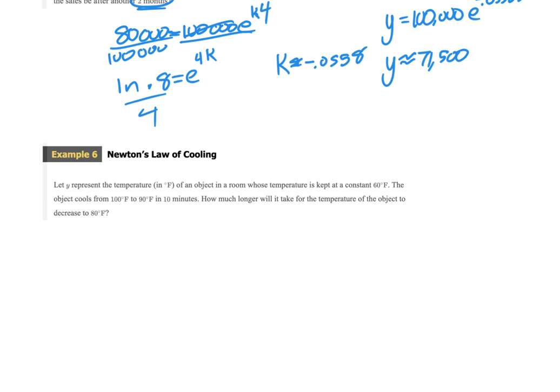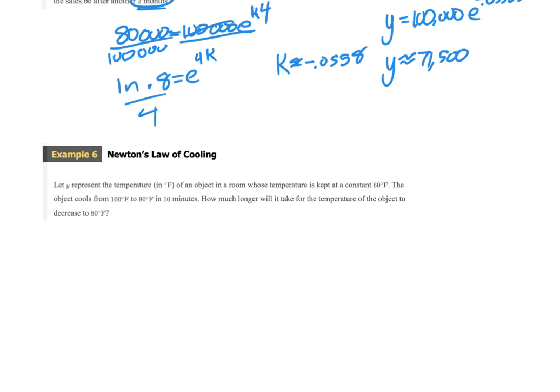Newton's law of cooling. Let y represent the temperature in degrees Fahrenheit of an object in a room whose temperature is kept at a constant 60 degrees. The object cools from 100 to 90 in 10 minutes. How much longer will it take for the temperature of the object to decrease to 80 degrees Fahrenheit? Now this may seem very similar to the previous one, but there's a couple extra steps that we have to do. Newton's law of cooling tells us that the rate of change in y is proportional to the difference between y and 60. Okay, and that just makes sense.